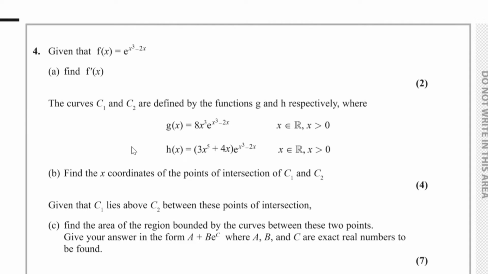For part B of the question, the curves C1 and C2 are defined by the functions g and h respectively, where g of x is equal to 8x cubed multiplied by e to the x cubed minus 2x, and h of x is equal to 3x to the 5 plus 4x multiplied by e to the x cubed minus 2x, where x is a real number and x is greater than 0, and we have to find the x coordinates of the points of intersection of C1 and C2.